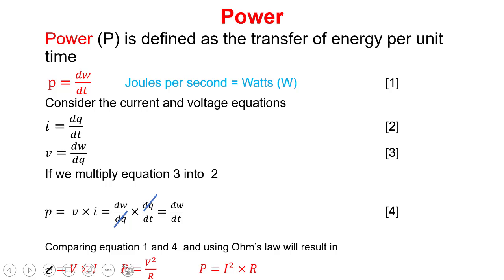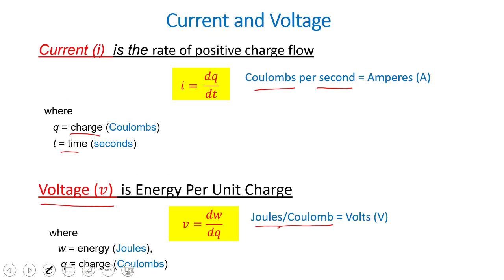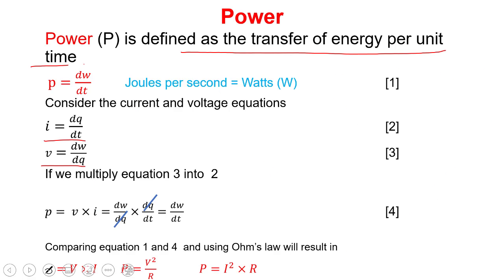Now, power. Power is defined as the transfer of energy per unit of time. So power is dW by dt. How are we going to go through this? We are going to say I is equal to dq by dt, V is equal to dW by dq, which we have already explained in this slide. Now we are going to multiply V multiplied by I.